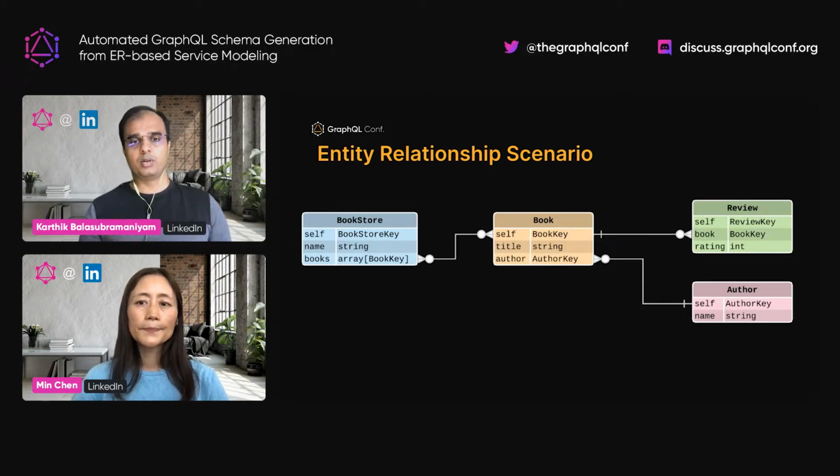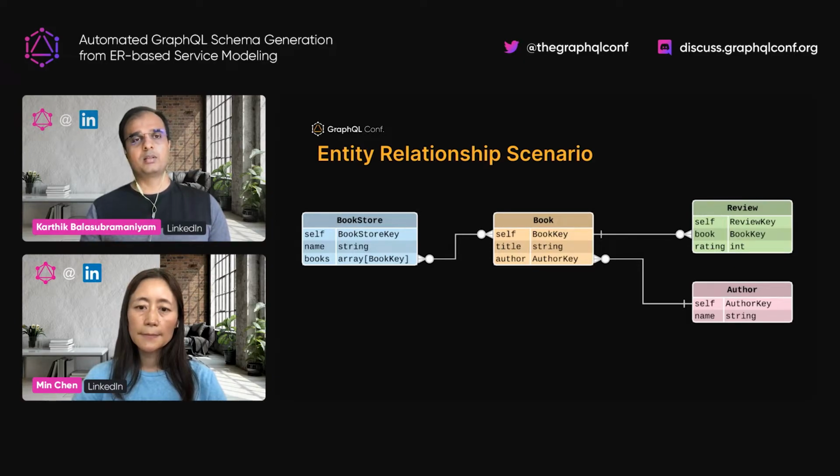Then you have the book. A book can have one author. In this example, we just assume a book has a single author, and each author can have zero or many books that they have written. And finally, on the right, you have the review entity, which describes a rating that was given to a book. Each review is associated with exactly one book, and a book can have zero or more ratings.